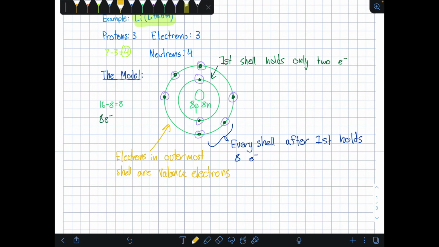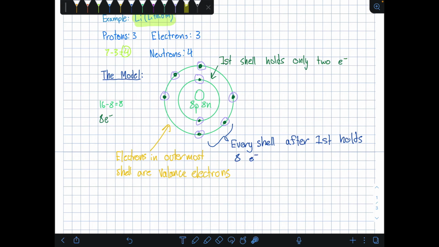They are valence electrons. So this is not hard. Just remember, trust me, it'll really help when you get into bonding. Every electron here in this outermost shell is a valence electron. This will really help you. So that's it. That's the Bohr model.